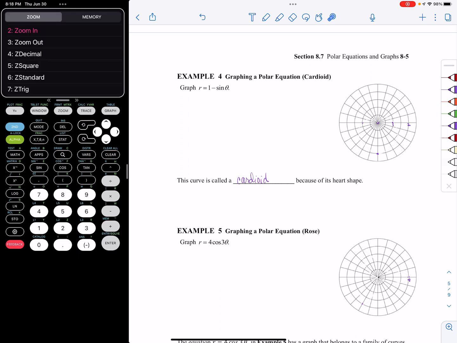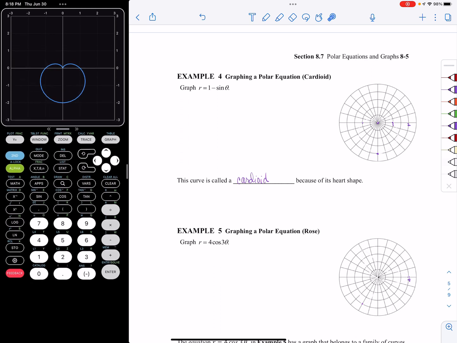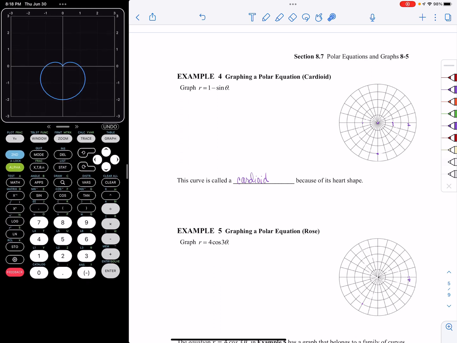So if you go to the zoom and go to number 5, zoom square will actually cause your horizontal and vertical units to be exactly the same. Nothing changes when I do mine. However, I can stretch mine out a little bit. And now I have more horizontal and vertical matching. So this is a cardioid. And you say, well, how do I draw this on paper?